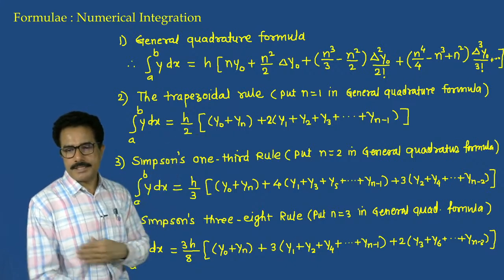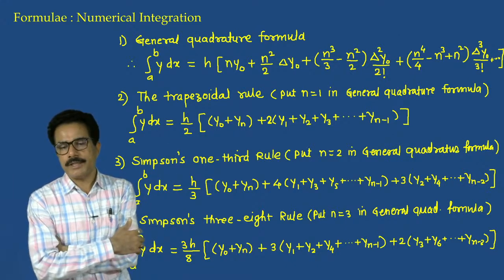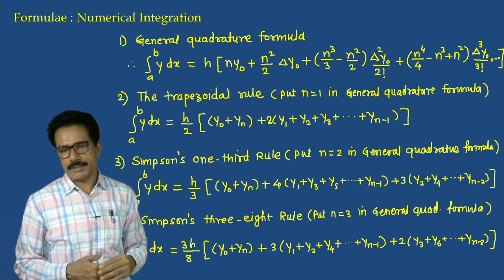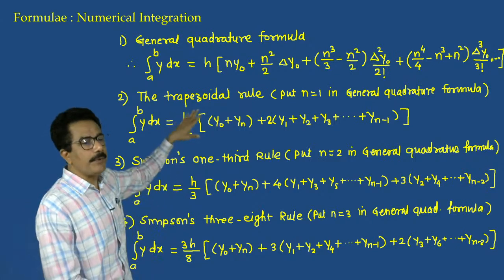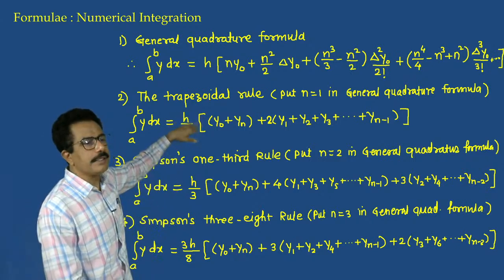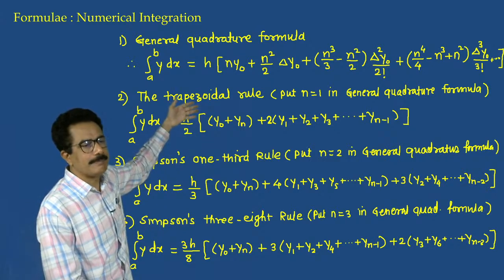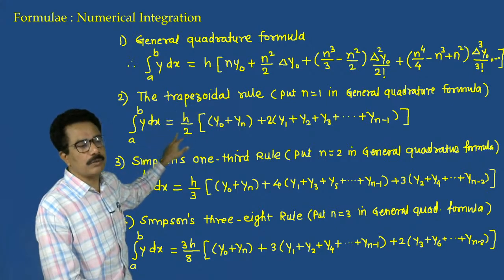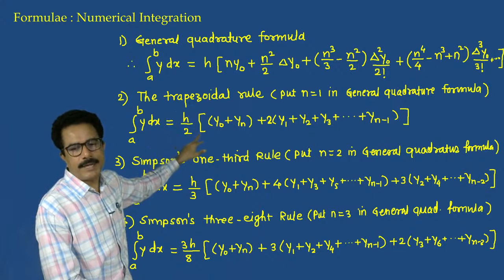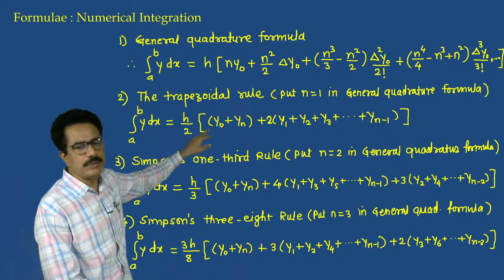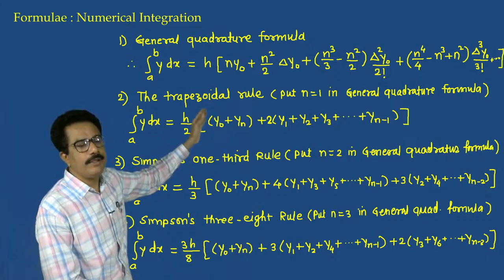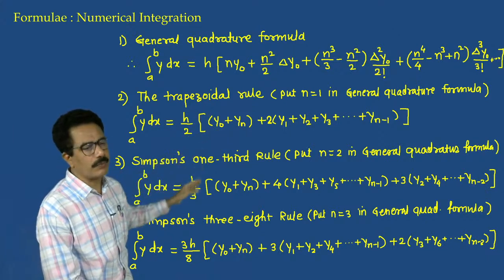Now if we put n equals 1 in the general quadrature formula, then we will get the trapezoidal rule, and the form of the trapezoidal rule is h by 2 into y0 plus yn plus 2 times of y1 plus y2 up to yn minus 1.